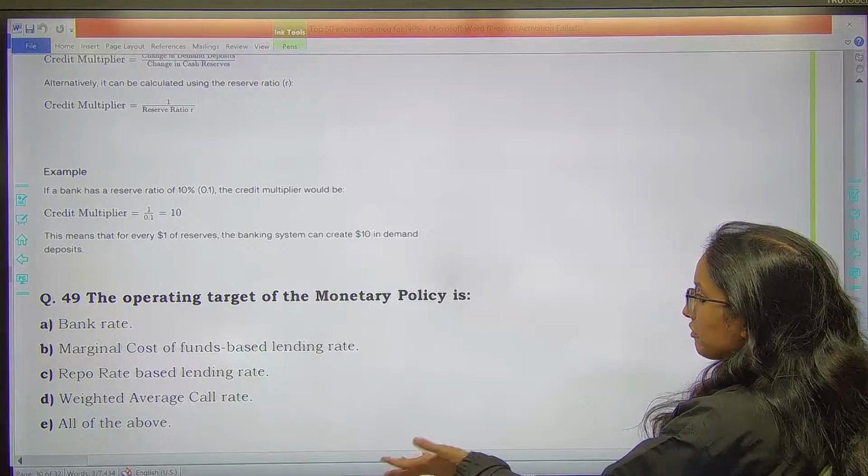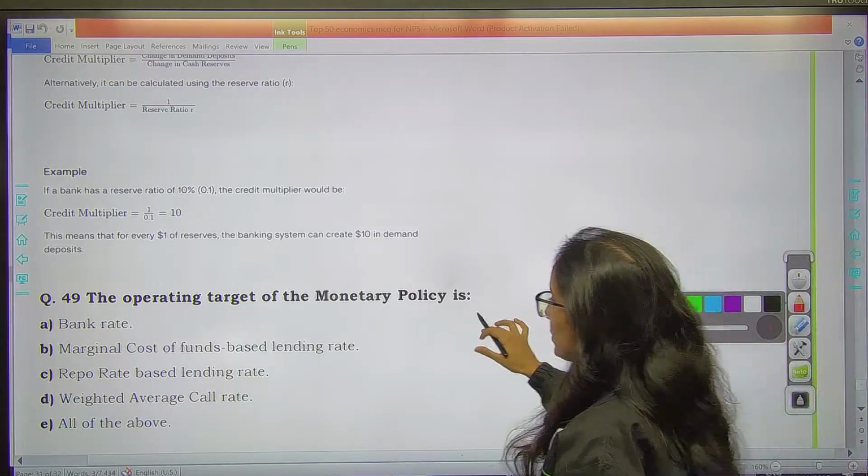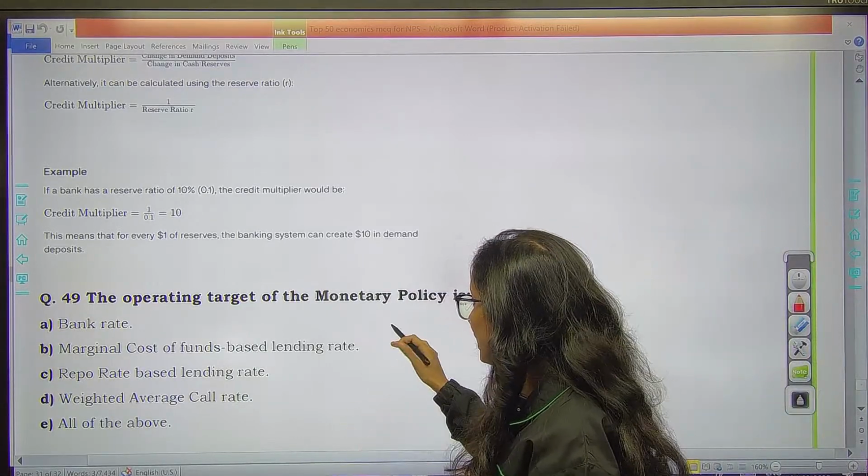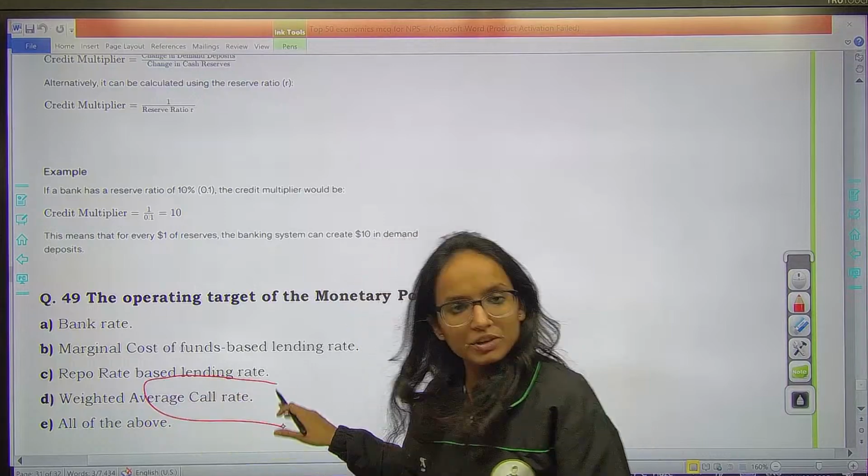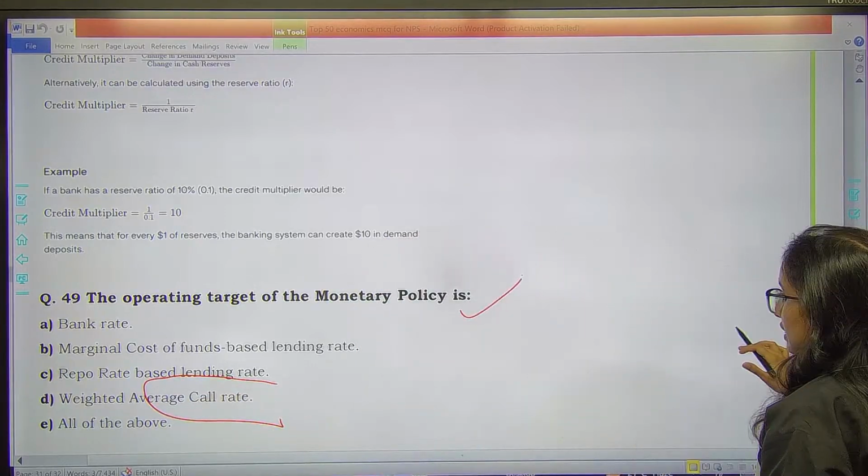Then next question, question number 49. Operating target of monetary policy. I think this is a repetitive question. We have already discussed this. So the operating target of monetary policy is the weighted average call rate. We have already discussed this thing.